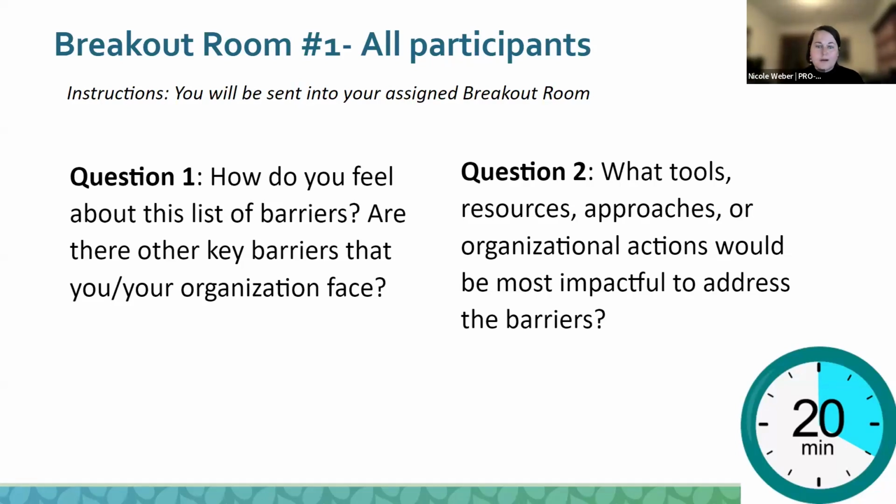And those can be at your organizational level. You could have thoughts for BHA, for Cluster, for other partners working in this space. So this will be the first discussion.